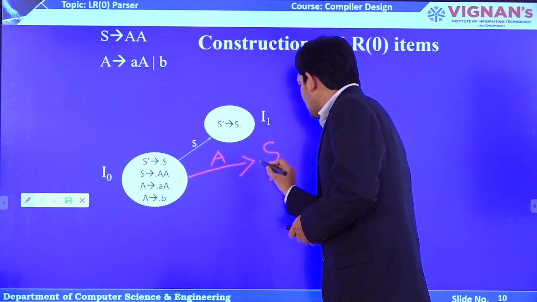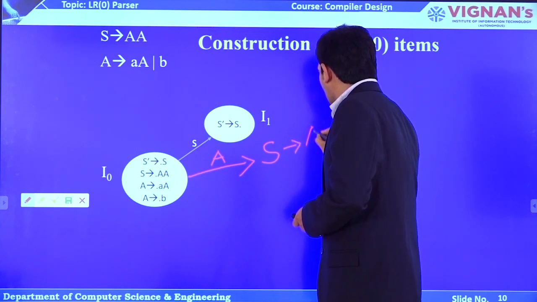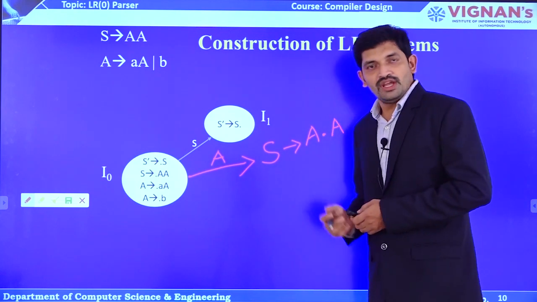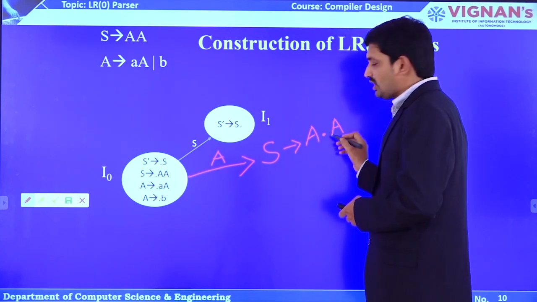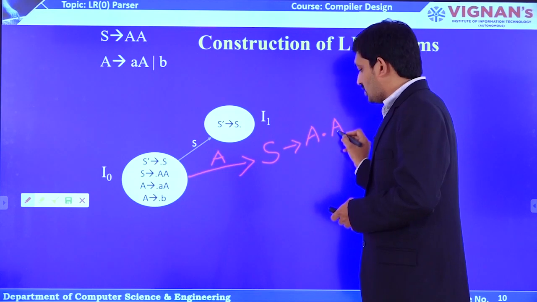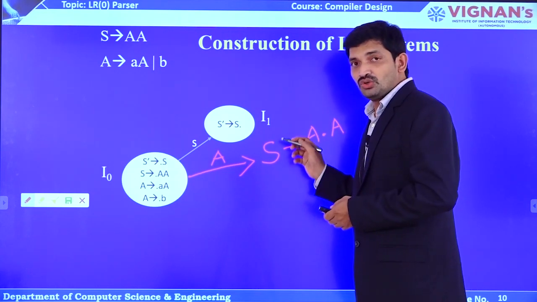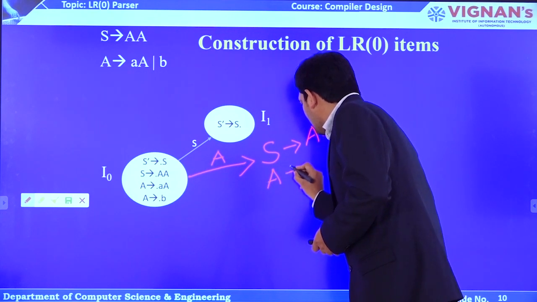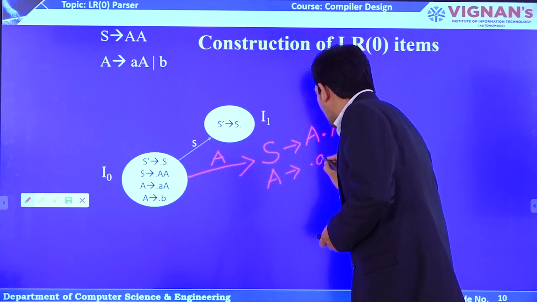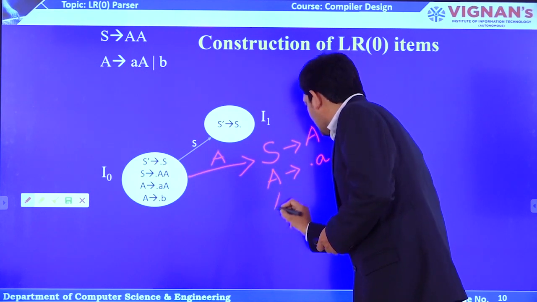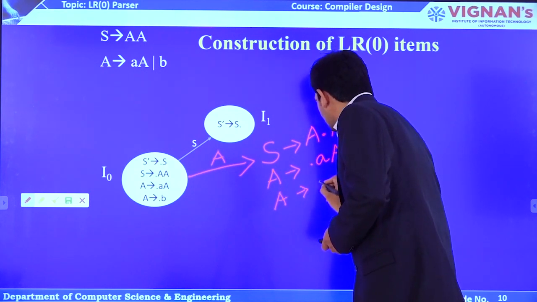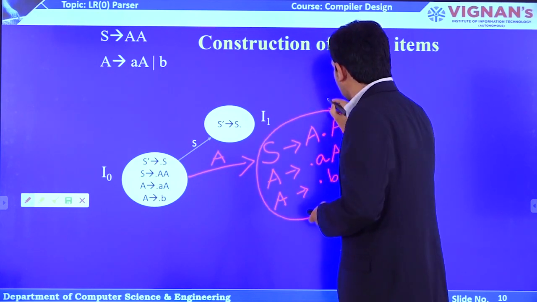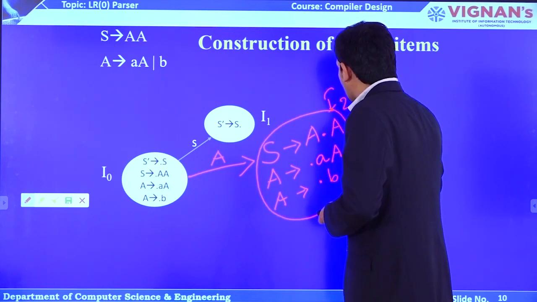I am writing S tends to A dot A. Here you can observe after this dot capital A is there, so definitely I have to include all the capital A productions: A tends to dot aA, and A tends to dot b. So this is my new state, which can be named I2.